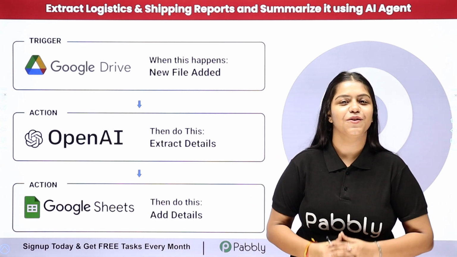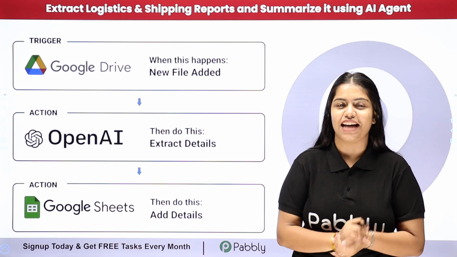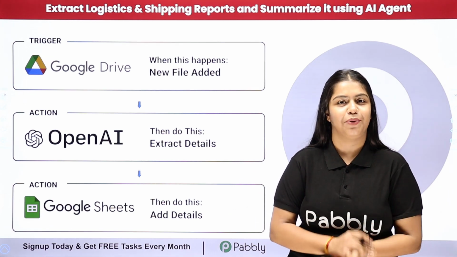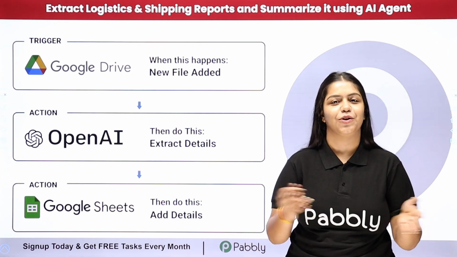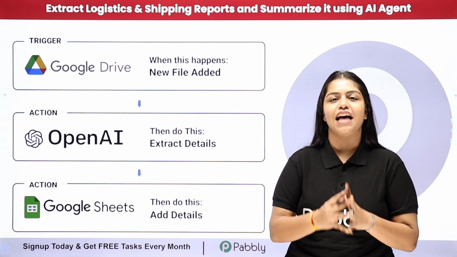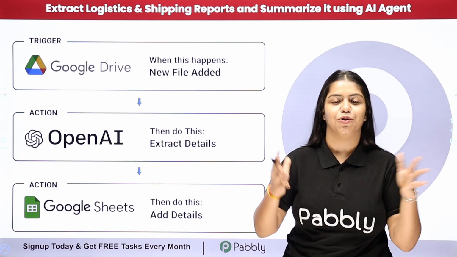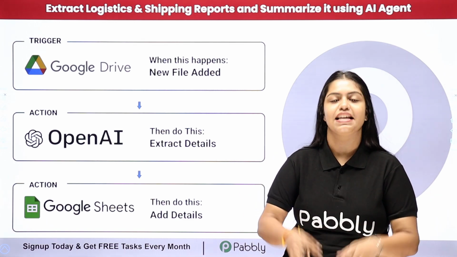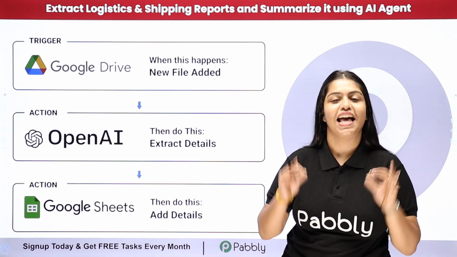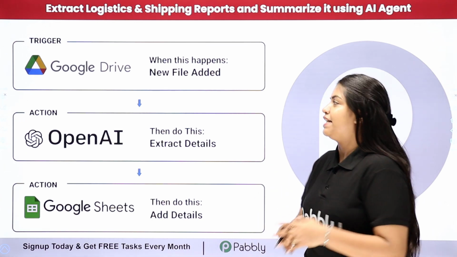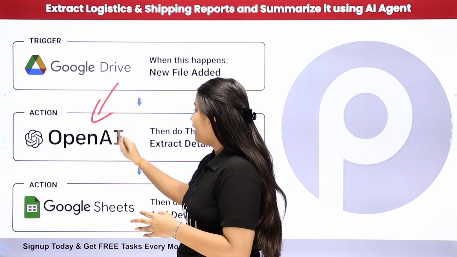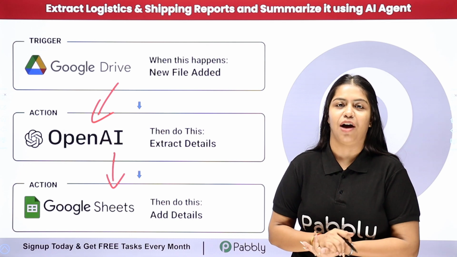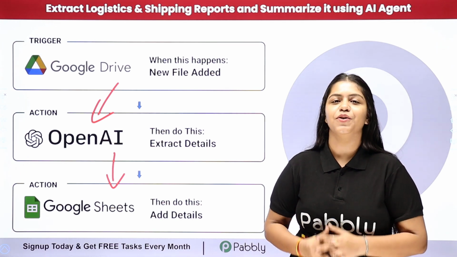Like you, I also used to do it manually, but this is such a time consuming and tedious task. So to solve this problem, I've simply created this amazing automation where, as soon as I add the reports into my Google Drive, automatically my AI agent is going to extract the content from these details and add them into Google Sheets. So to do this, we are simply going to create a connection between Google Drive, OpenAI and Google Sheets. And to create this connection without knowing any programming or coding language, we are going to use Pabbly Connect.